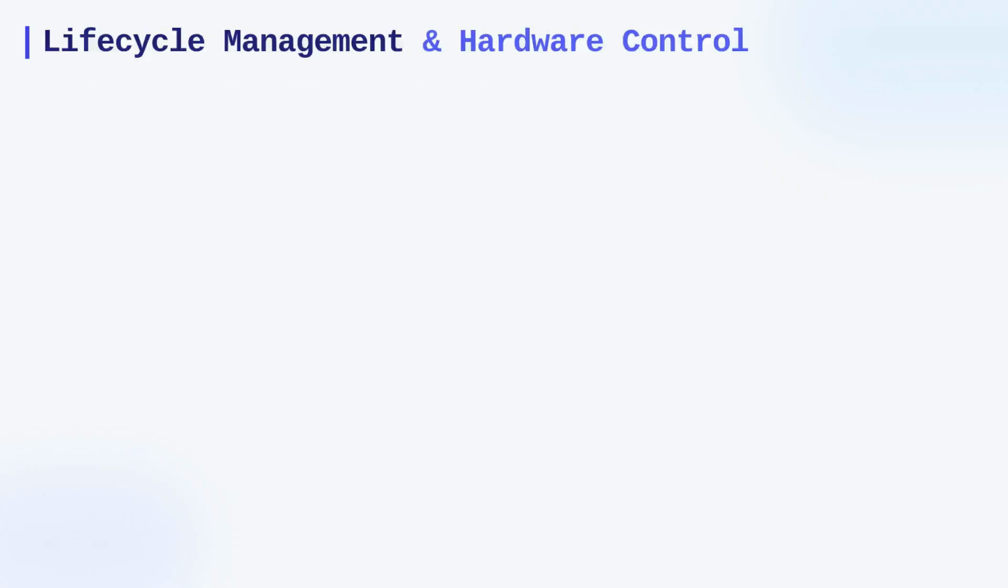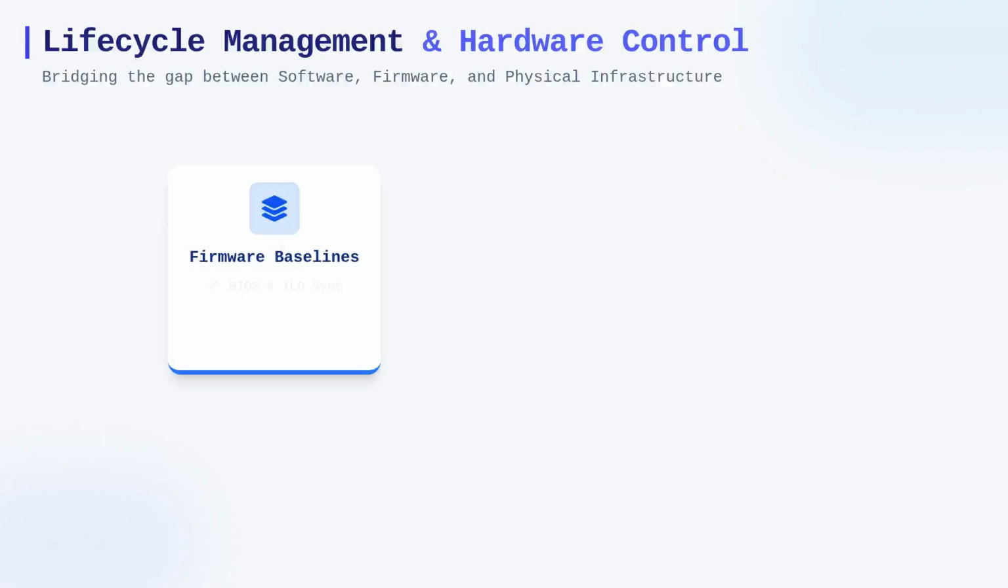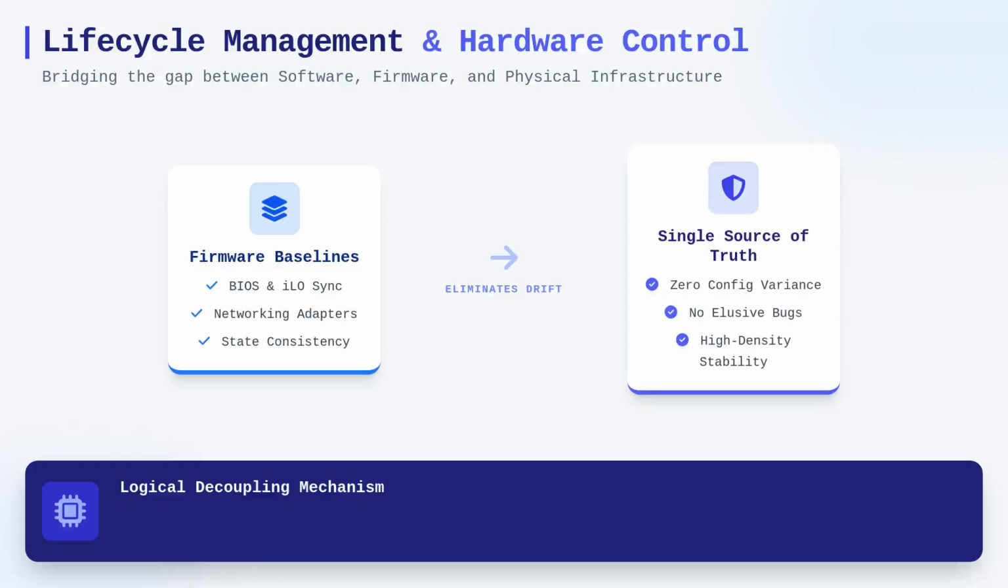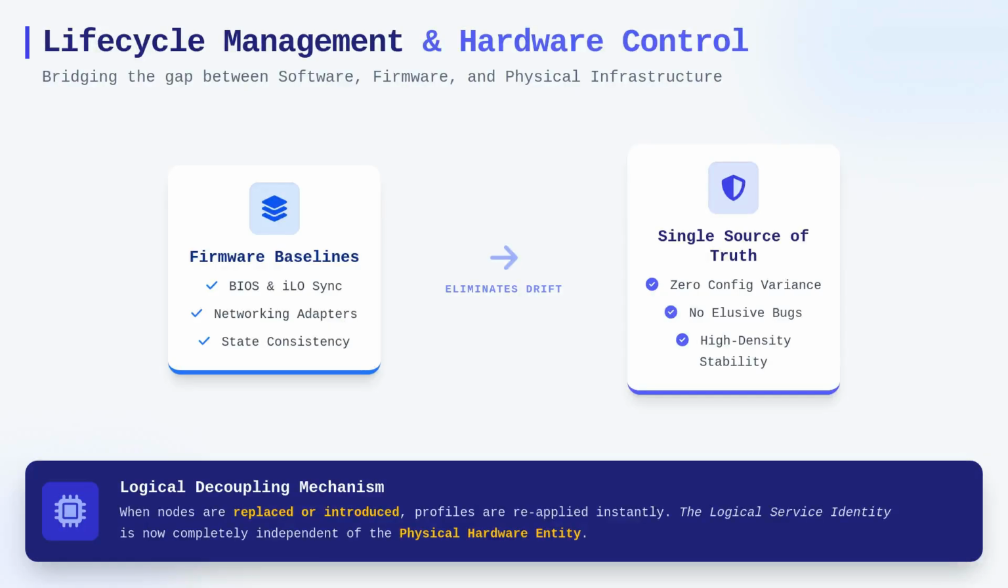To understand the lifecycle management capabilities, we must look at how the software interacts with firmware and hardware controllers. The platform utilizes firmware baselines to ensure that every server component, from the BIOS and iLO to the networking adapters, remains in a consistent state. This is vital when you are managing large clusters where configuration drift often leads to elusive, production-impacting bugs. By enforcing a firmware baseline, you eliminate the variance that otherwise plagues high-density compute environments.